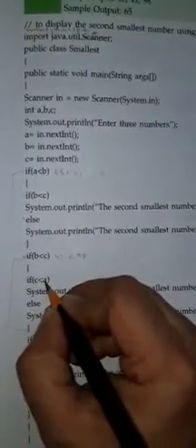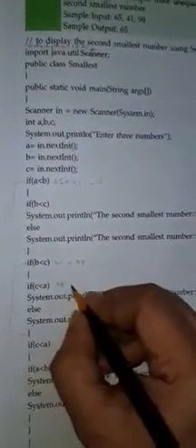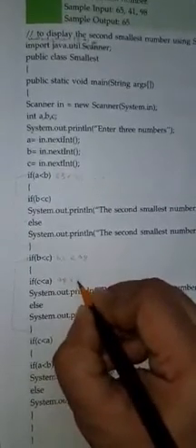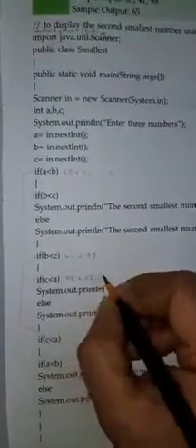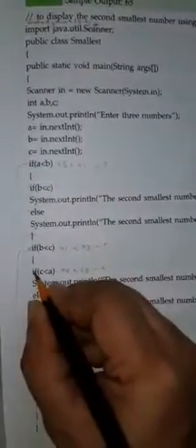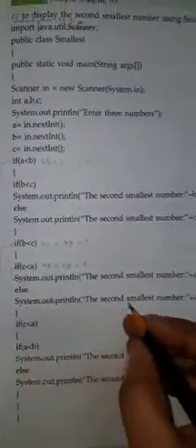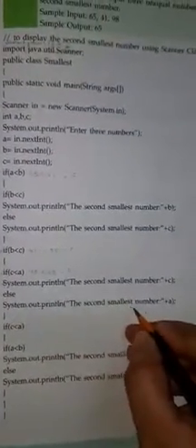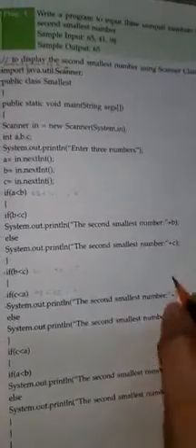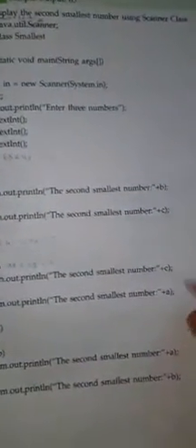Then is C smaller than A or not? C's value is 98 and A's value is 65. So it is not smaller. Here it is true, but here it is false. So it will not enter in this if loop. It will come to this else part and it will display the second smallest number is A. So the second smallest number is A, that is 65.